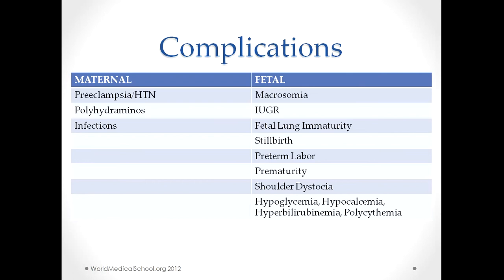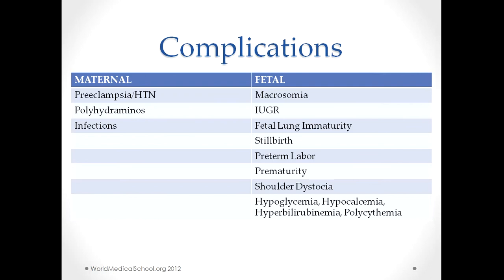Polyhydramnios is when you have increased blood sugar in mom, which leads to increased blood sugar in the fetus, which leads to increased urine production by the fetus. Increased risk of infections like UTI and pyelonephritis because increased sugar in the blood provides a good culture medium for the growth of E. coli.